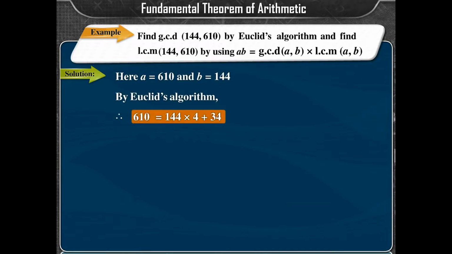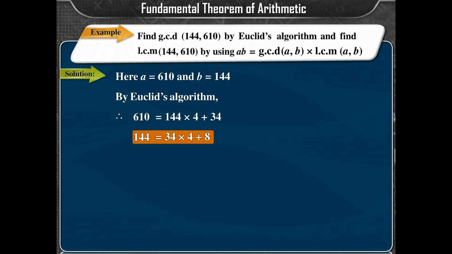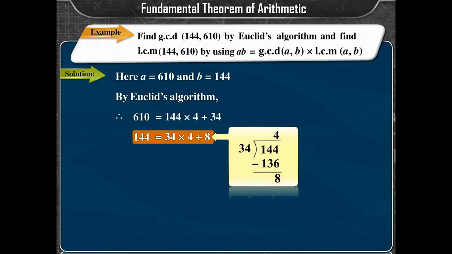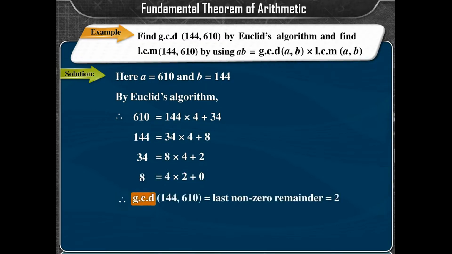Therefore, 610 is equal to 144 into 4 plus 34. 144 is equal to 34 into 4 plus 8. 34 is equal to 8 into 4 plus 2. 8 is equal to 4 into 2 plus 0. Therefore, GCD of 144, 610 is equal to last non-zero remainder is equal to 2. Therefore, GCD of 144, 610 is equal to 2.